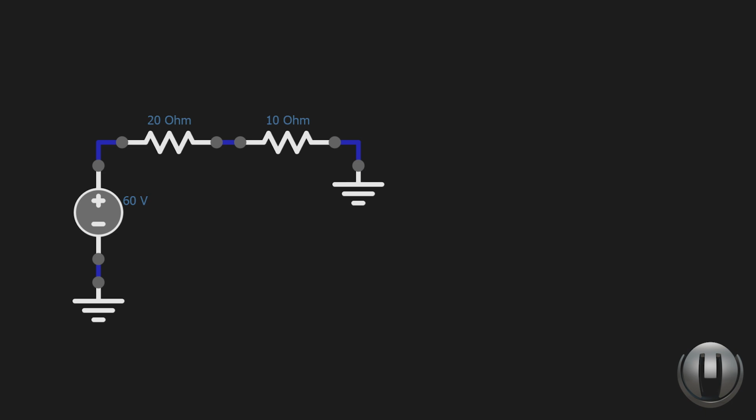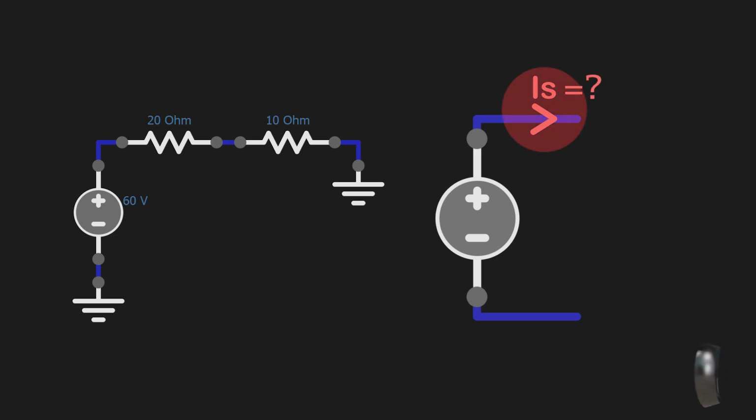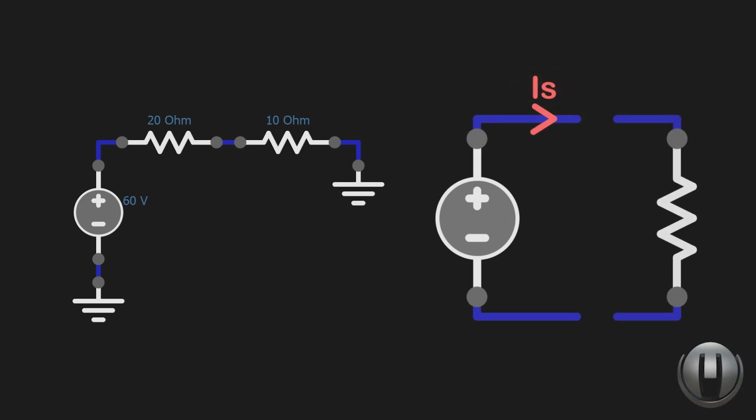We have replaced the current source with a voltage source of 60 volts, which should yield the same results. But we will find a problem applying Kirchhoff's current law at node 1, as we don't have an equation of the current coming out of the voltage source, as it depends on the load connected to it.